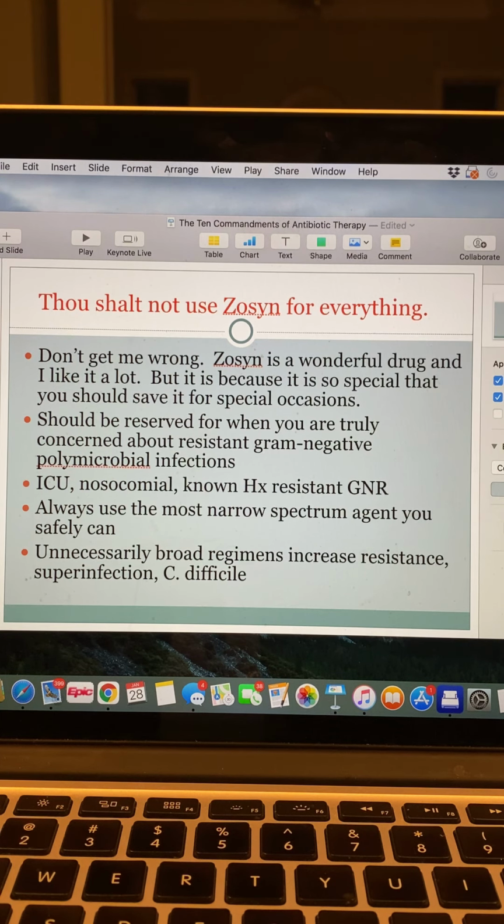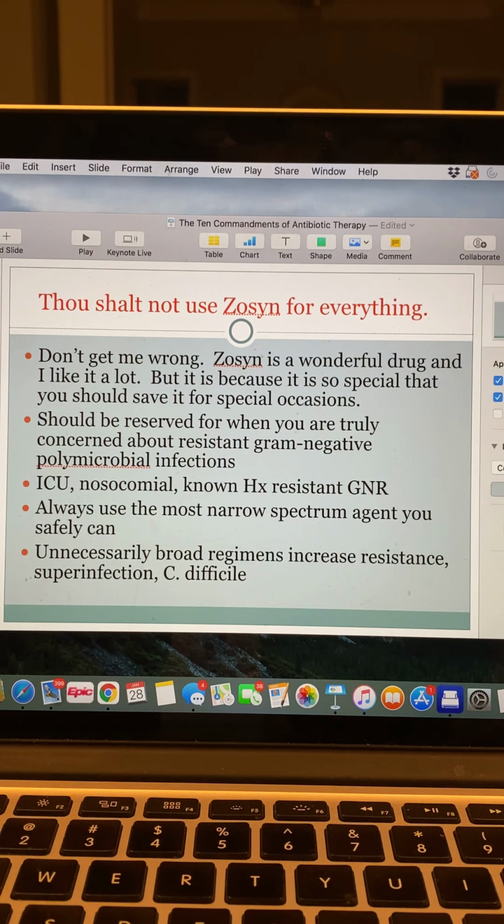If you have somebody in the ICU, if you think there's suspicion for resistant gram-negatives, then you should use it. Otherwise, you want to use the most narrow antibiotic as safely as you can. Broad-spectrum antibiotic therapy will not only cause increased resistance, it will also increase patients' risk of ulcerative colitis. So remember, the second rule is do not use Zosyn for everything. Always try to use the most narrow antibiotic.